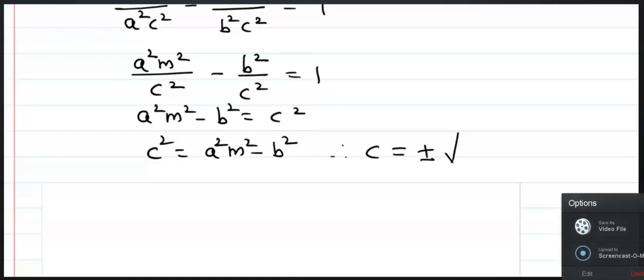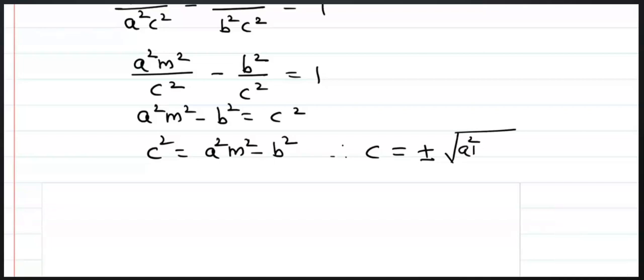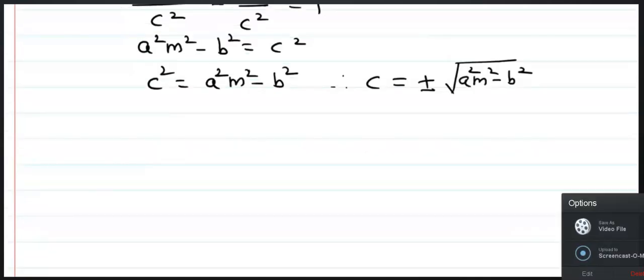Therefore, c is equal to plus or minus the square root of a square m square minus b square. This is the condition for tangency. If any line is a tangent to the hyperbola, then it must satisfy this.